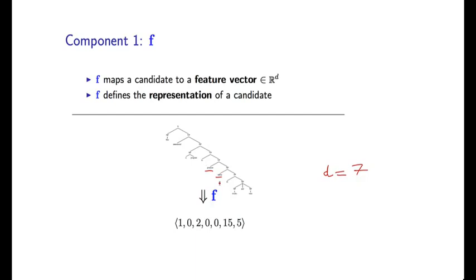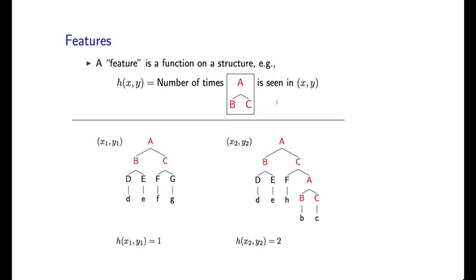f is going to play a critical role in that it defines how a candidate structure is represented. This is going to be the information which goes into the learning algorithm. This is going to be the information which the learning algorithm leverages in choosing between good and bad structures for a particular input. In general, we'll construct a feature vector by defining a number of individual features. So each feature is going to be some function that takes an entire structure as input and returns some real value as its output.